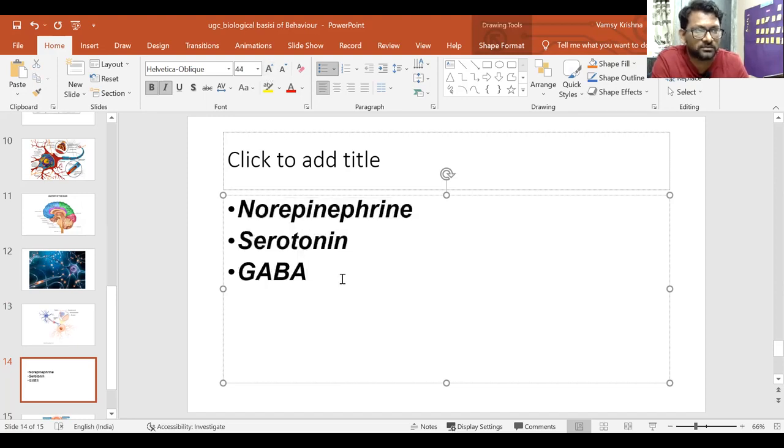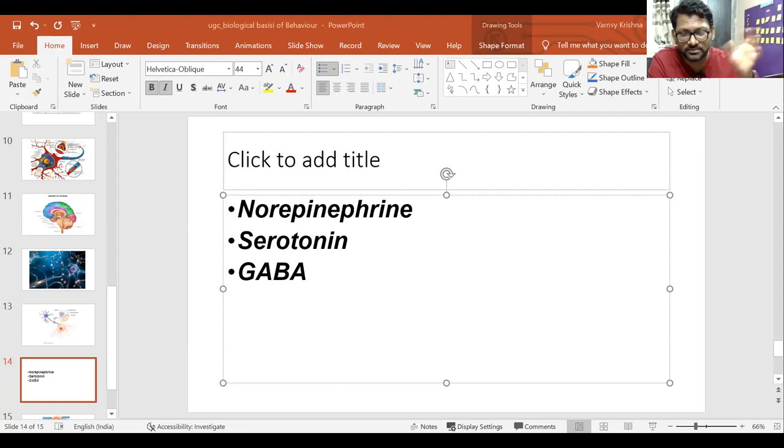GABA is nothing but gamma-aminobutyric acid, which actually inhibits the firing of neurons. So once the GABA is produced, the firing of neurons would be inhibited. It exactly acts like a switch telling neurotransmitters to stop producing. So it acts as an abundant inhibitory neurotransmitter in the brain, and it is associated with calming effects.